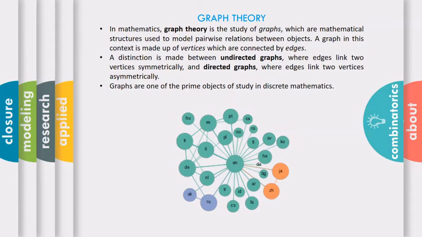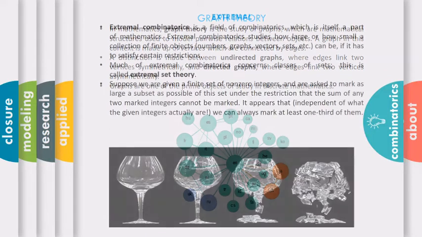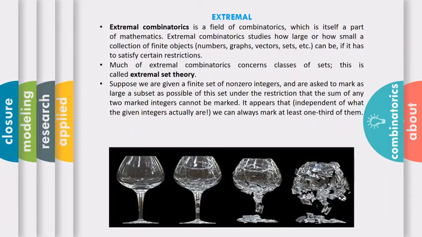After this we have extremal combinatorics. Extremal combinatorics is a field of combinatorics, which itself is a part of mathematics. Extremal combinatorics studies how large or how small a collection of finite objects can be if it has to satisfy certain restrictions. If we are given some restriction, then how large that object can be and how small that object can be, all these studies come under extremal combinatorics.